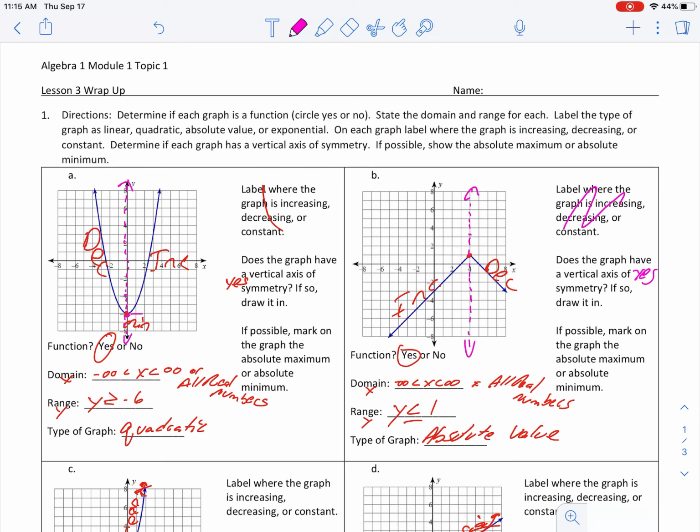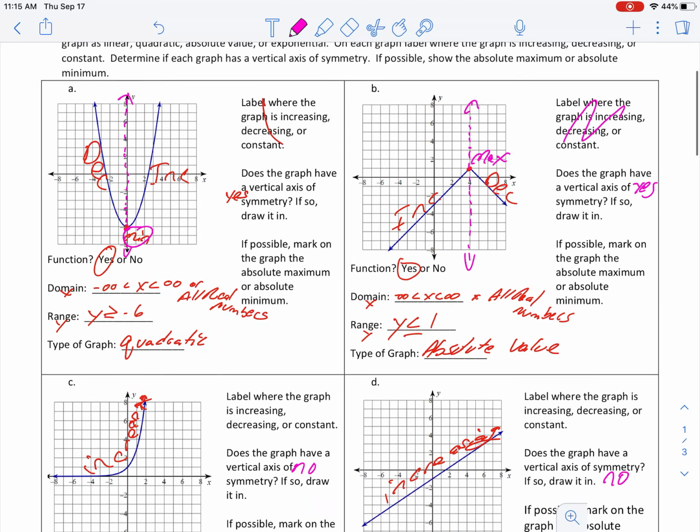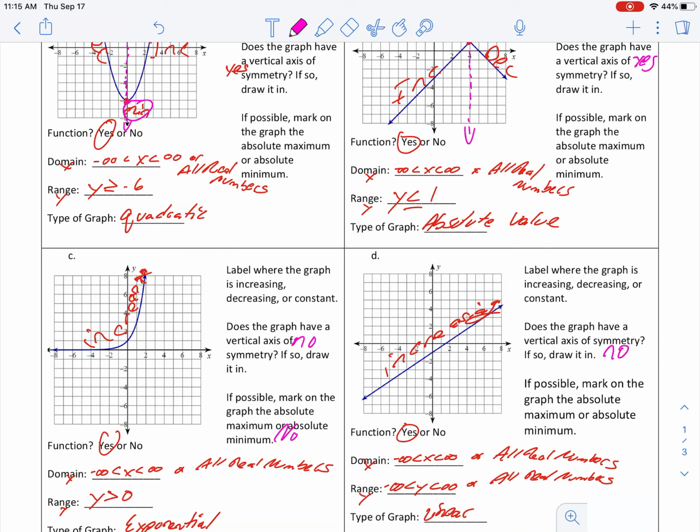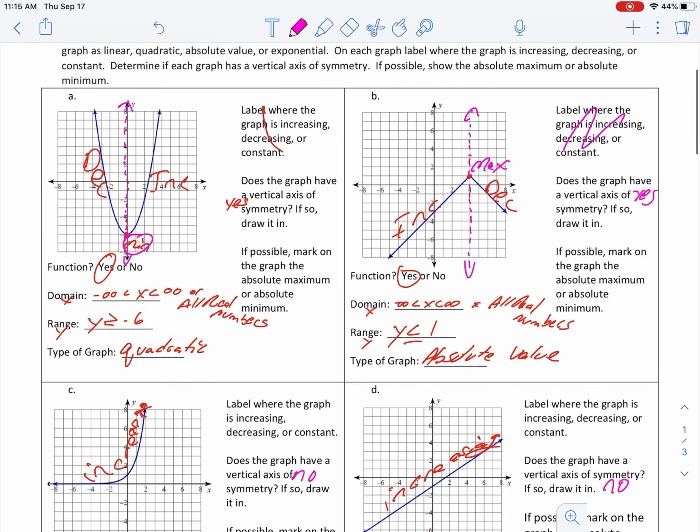And if possible, show the absolute max or mins, which I kind of already talked about. This right down here is the minimum. This up here is a maximum. And the exponentials, there are none.